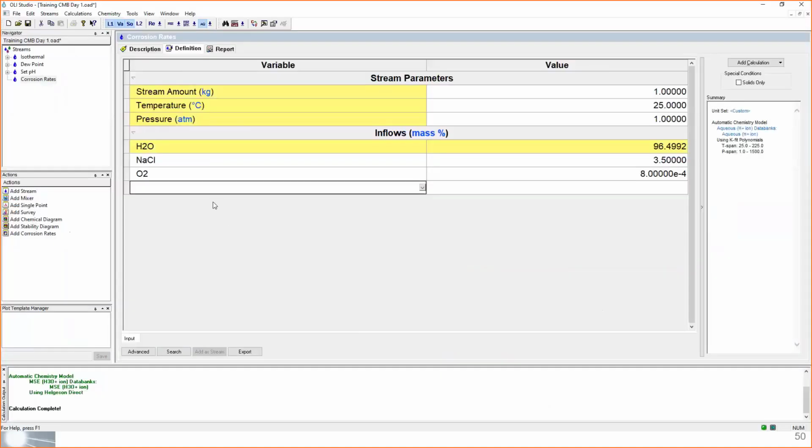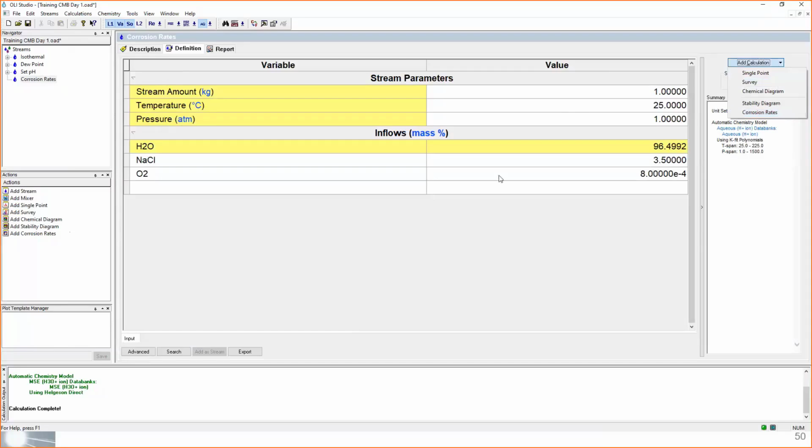And the next calculation is we are going to add a corrosion rate calculation. So you have two options. Like usual, you have the add calculation button here. You'll see that the last option is the corrosion rate.